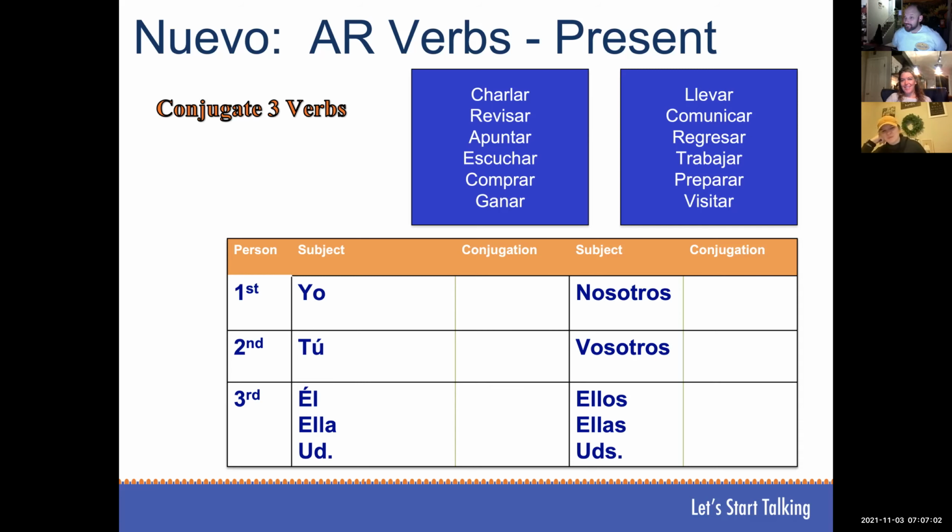Okay, llevar. To wear. It can also mean to take and to carry. Comunicar. Communicate. Regresar. Remember. Return. To return or to go back, yeah. Trabajar. Work. Preparar. Prepare. Visitar. To visit. Perfecto. All right, so Carly, can you conjugate one of these for us?